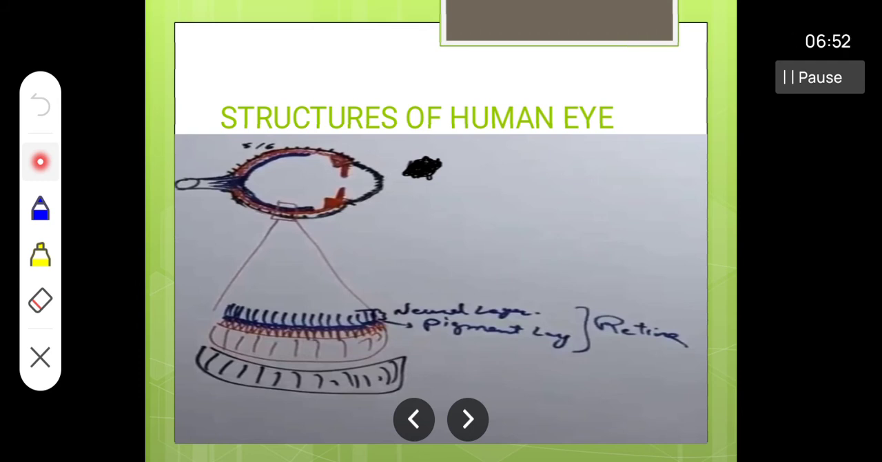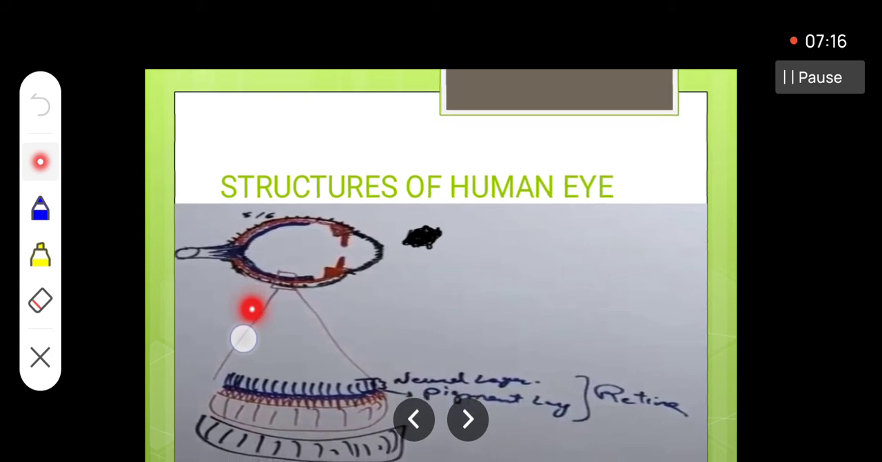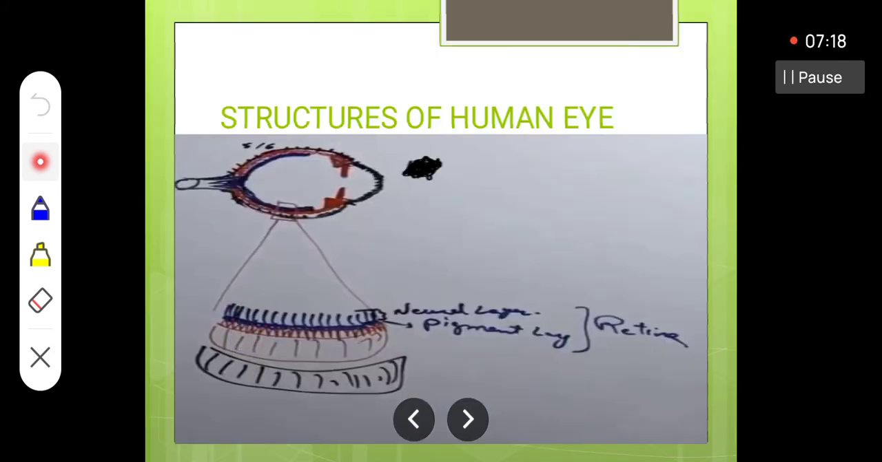Then we will go to the innermost coat of the eyeball. The inner layer you can see here, in blue, this innermost layer is known as the retina. Retina basically has two parts or two layers. You can see the long drawn structure here.